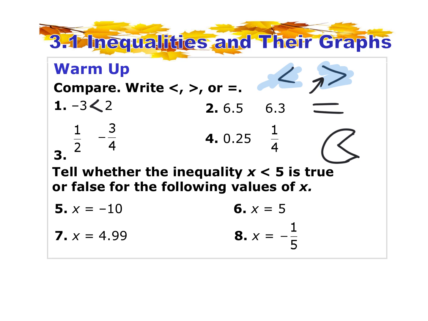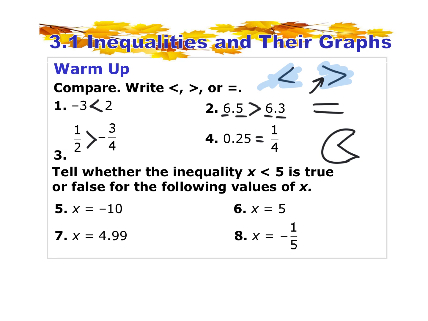For number 2, we have 6.5 and 6.3. I want you guys to notice, they both start with 6. So we go on to the next number, which is 5 and 3. Since 5 is bigger than 3, this is going to be a greater than. Again, big mouth is going to go toward the bigger number. Then we have a half and -3/4. Again, a positive is always going to be greater than a negative. And then we have 0.25 is equal to a quarter, which is going to be equal, as a quarter is the same thing as 0.25.